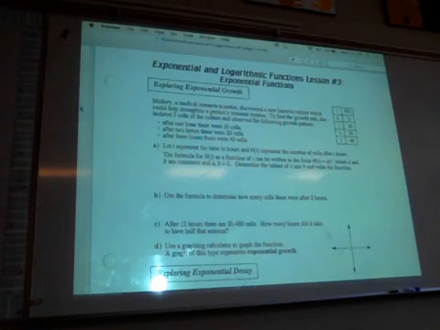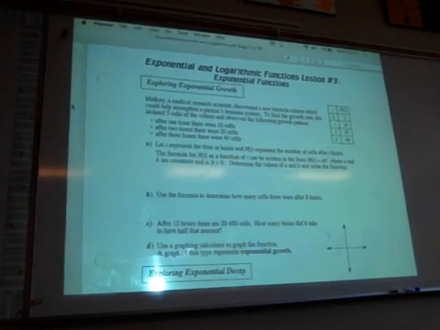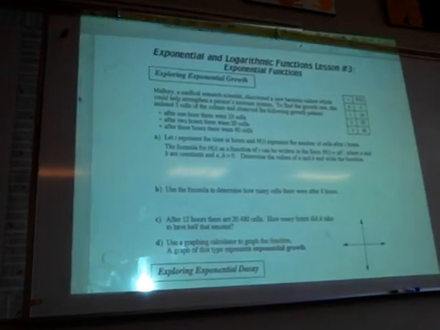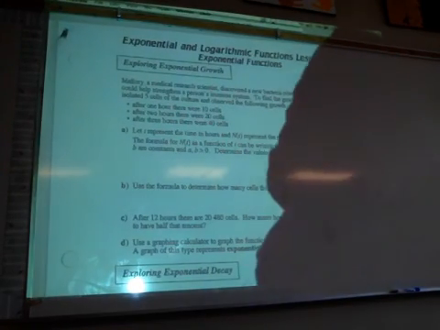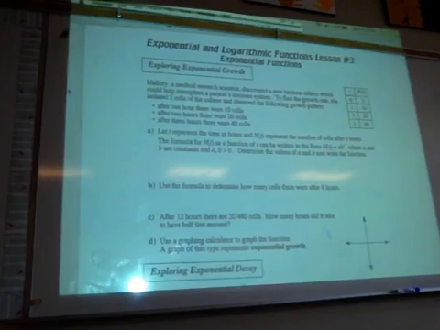Mallory, a medical research scientist, discovered a new bacteria culture which could help strengthen a person's immune system. To find the growth rate, she isolated 5 cells of the culture and observed the following growth pattern. After 1 hour, there were 10 cells. After 2 hours, there were 20 cells. And after 3 hours, there were 40 cells.